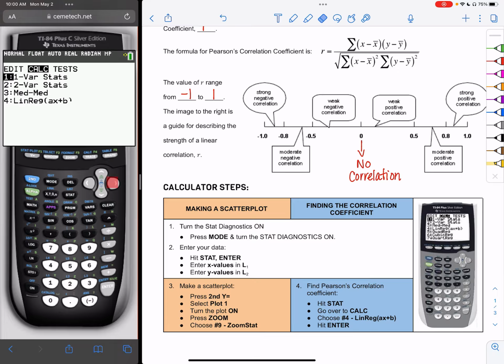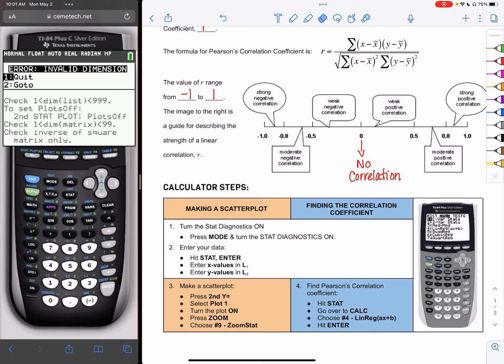Once you put your data in, you're going to go over to calc, and then you're going to go to number 4, which is linear regression, and it has ax plus b, which should remind you of mx plus b. And then once we select that, we can say that our X list comes from L1 and the Y list comes from L2. The frequency list is blank, and then we just go to calculate. And of course, here it's going to give us an error because I don't have any data put in.